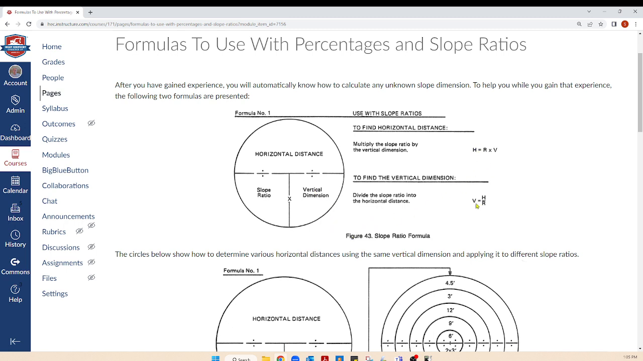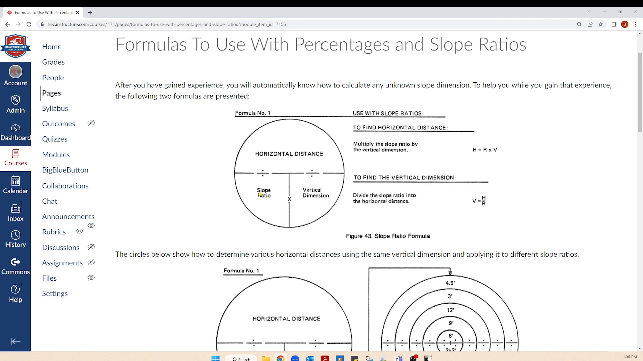So instead of remembering how to move these things around, the example I've got is a 2-to-1 slope and an 8-foot horizontal distance. That's what I said. So we need to find the vertical, and this is the way to do it. But look at this circle. All of this stays the same no matter what these variables are.